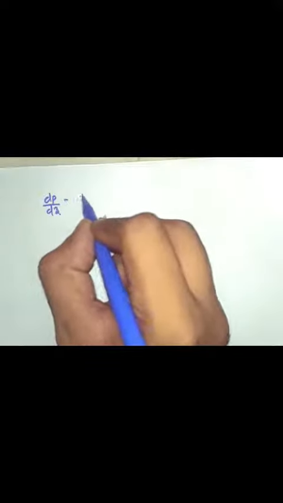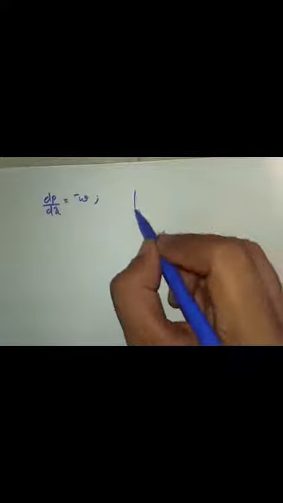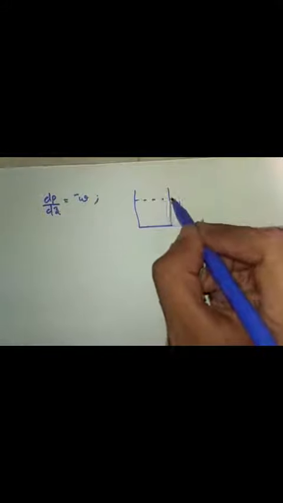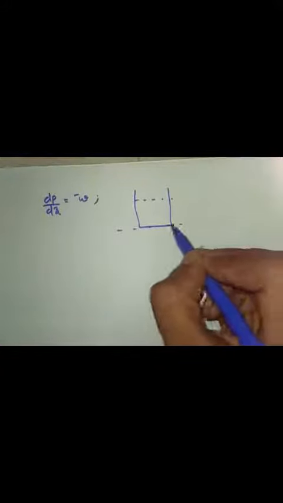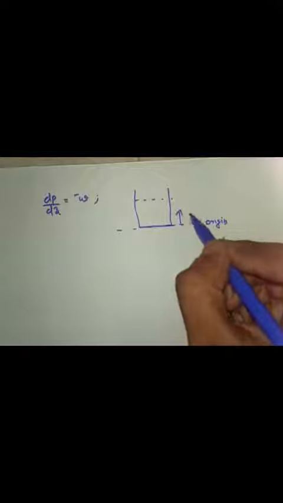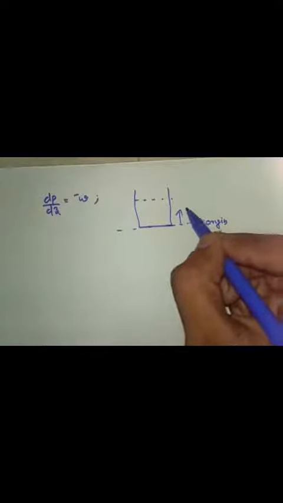now we have the variation in the pressure as dp by dz is equal to minus w. So this is the origin, and this is the variation direction, z direction.